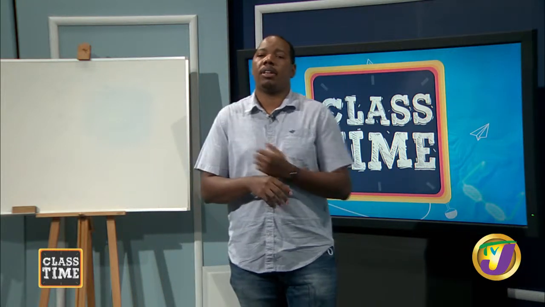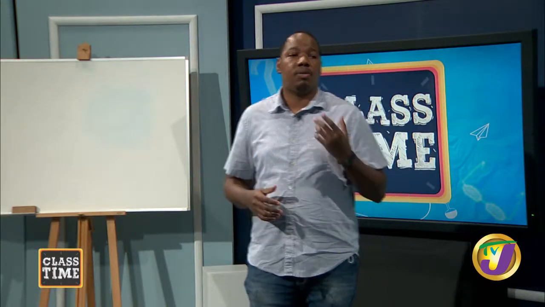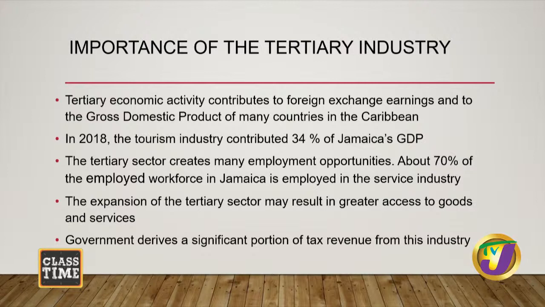Now, the tertiary sector is very important. Of course, it contributes a lot to foreign exchange earnings and to our GDP. And remember what I said GDP was? It is the total value of goods and services produced in a country, our gross domestic product. So the tertiary economic activity contributes quite a bit, and this is particularly the case if you have a lot of your economy dedicated to these activities. In 2018, the tourism industry contributed about 34% of Jamaica's gross domestic product. The tertiary sector creates employment opportunities for many Jamaicans. In fact, about 70% of the employed workforce is involved in the service industry, and much of that is in tourism.